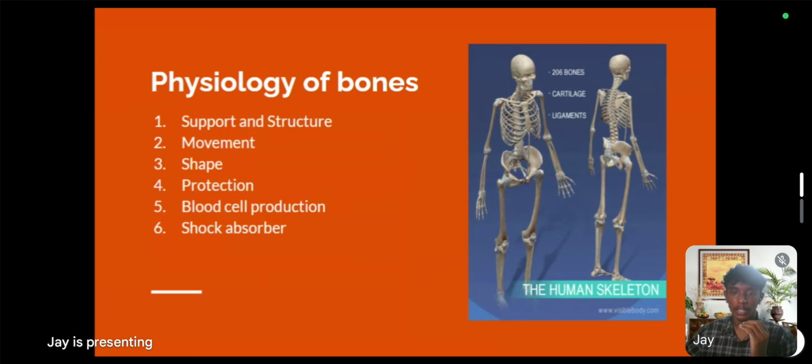After that, we have lastly shock absorbers. Articular cartilage acts as a shock absorber, cushioning bones against impacting each other during weight-bearing activities such as walking or jogging.